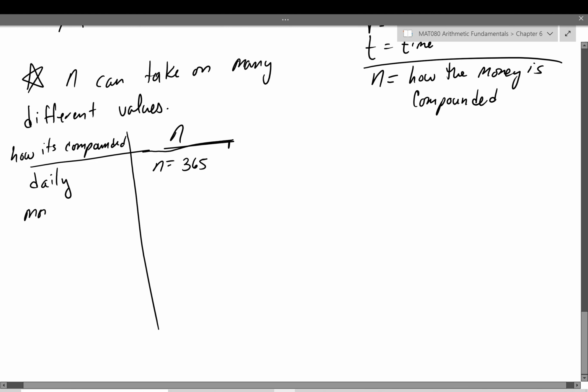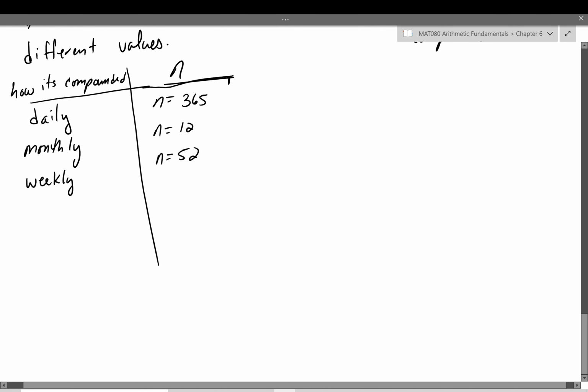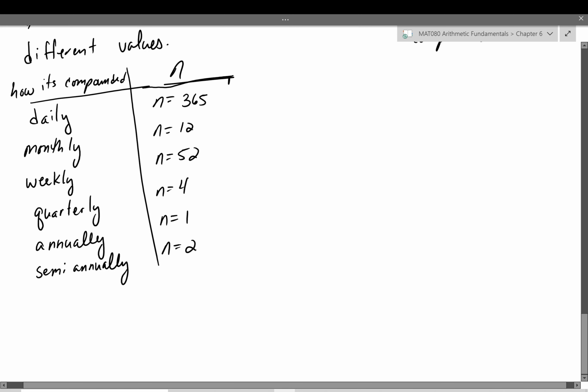If the money is compounded monthly, N equals 12. If the money is compounded weekly, N equals 52. Okay? If the money is compounded quarterly, N equals 4. If the money is compounded annually, N equals 1. And if the money is compounded semi-annually, N equals 2. Okay? And those are the most popular ones.